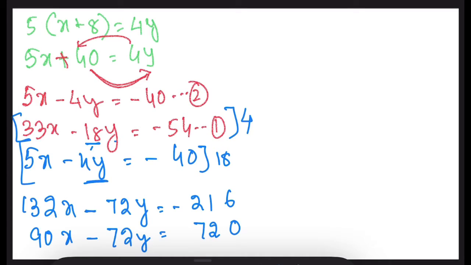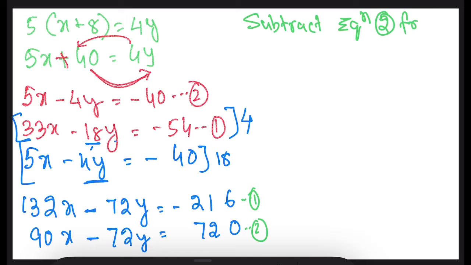Now both signs are minus minus, so we have to subtract. Then this minus sign will become plus. So subtract. This is our first equation, this is our second equation. Subtract equation 2 from equation 1.